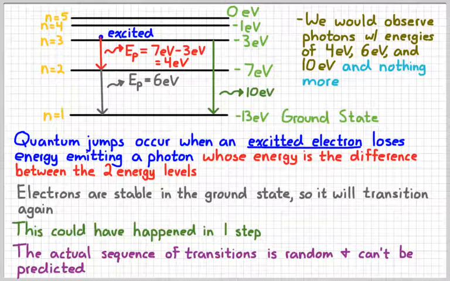Now, if we were to somehow get the electrons to be more excited and they started at the n equals 4 level, then we would see more photons. But we would still see only specific discrete energies for those photons. And so that explains the emission spectrum.